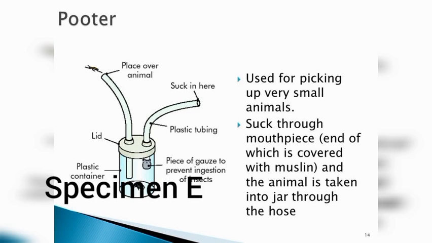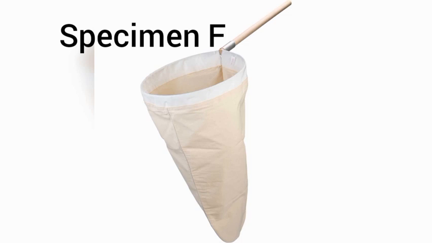When you suck from the other side that is closed, it would actually drag the insect you place, or the insect that is available, where the other tube is placed. So it sucks it into the container itself. It's actually used for the picking up of very small insects. That is the function, and that is the principle by which it's used, and that is the way it looks. So that is that for specimen E.